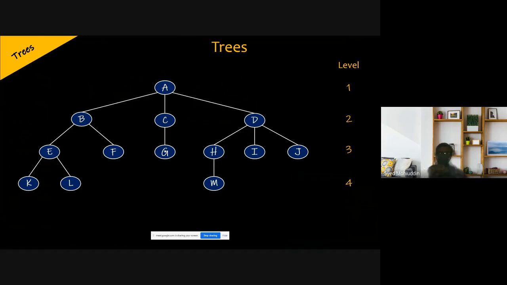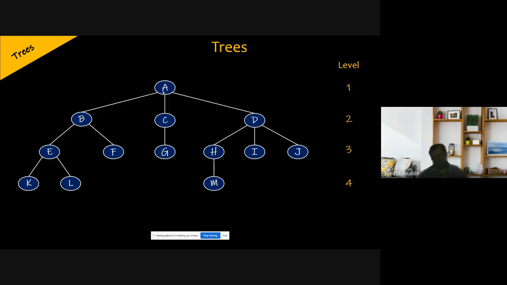Now there is a special node here. There is only one special node which doesn't have a parent. That is known as the root node. So here A is the root node. It doesn't have a parent, and every tree will have a root node. If there is a node, then definitely there will be a root node which does not have any parent.